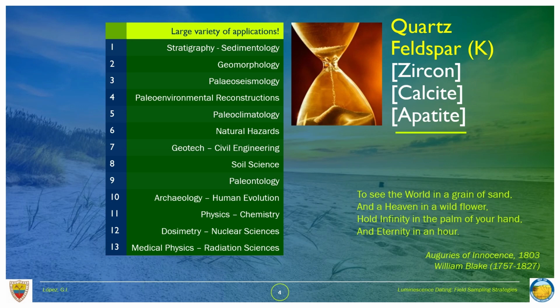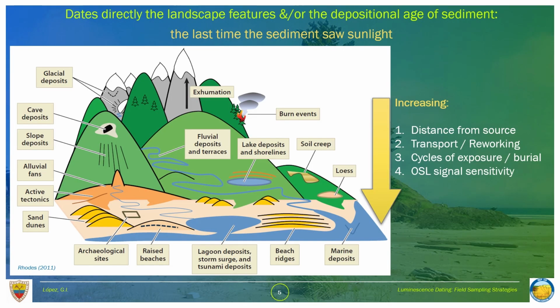The ones that we use commonly, and for commercial services, for example, are quartz and feldspar, undoubtedly. As you may or may not know, luminescence dates the last time the sediment saw sunlight. So basically it dates directly the landscape features or events and the depositional age of the sediment. So it can date pretty much everything that you see here in this figure, which Sébastien is also going to show you a couple of times.